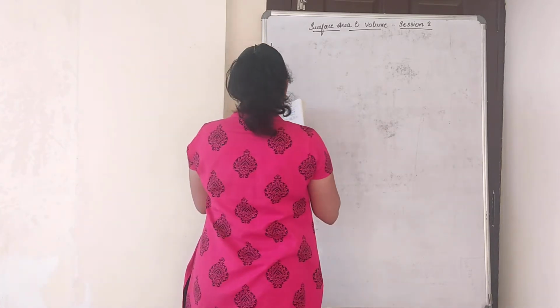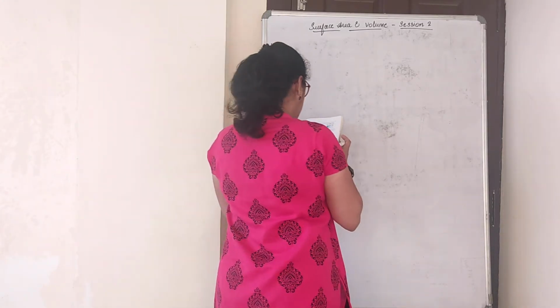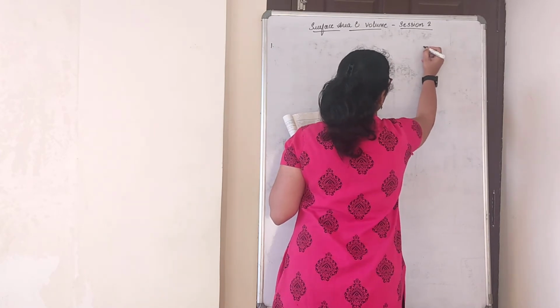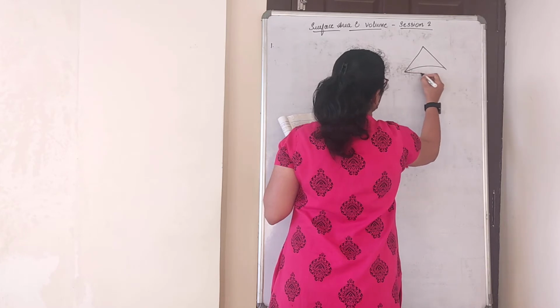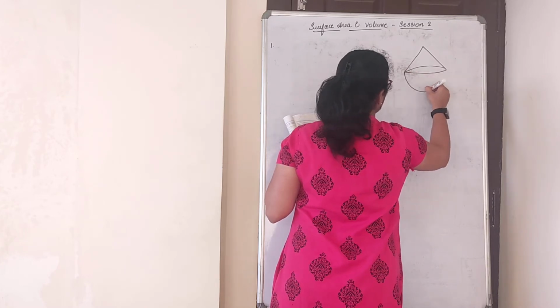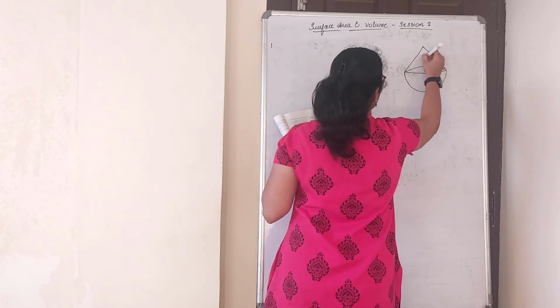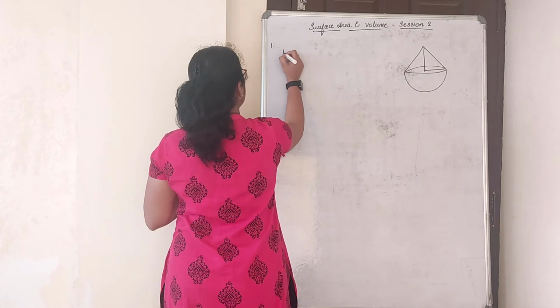A solid is in the shape of a cone standing on a hemisphere. First let me draw a cone. So this is the radius, this is h. First I will write about the hemisphere.